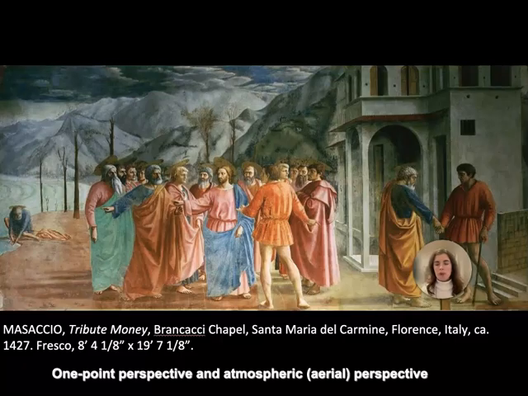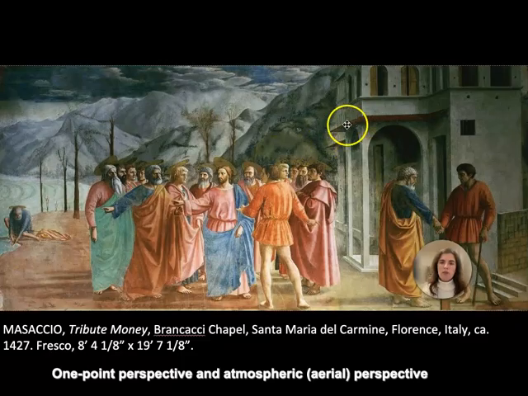Here I'm showing you an example of a painting called The Tribute Money. It's in a chapel called the Brancacci Chapel in Florence. It dates to 1427. In this one, we see one-point perspective because we can follow some of the orthogonals or diagonals from the building, and the vanishing point lands just above Jesus's head.